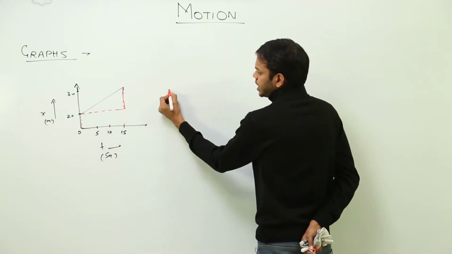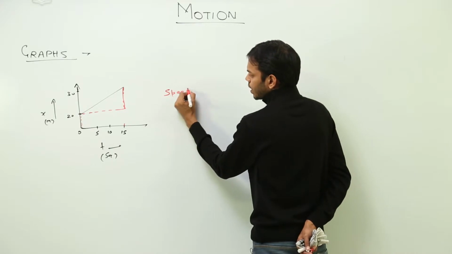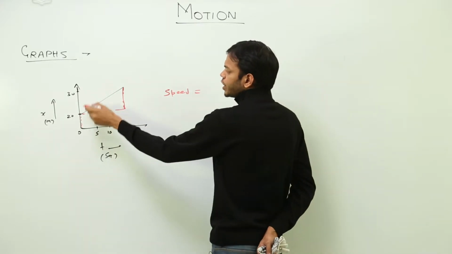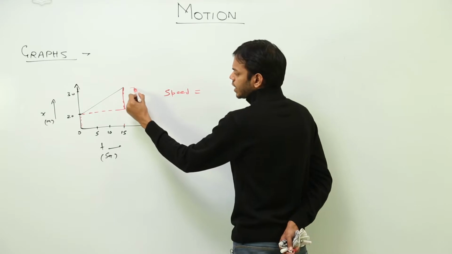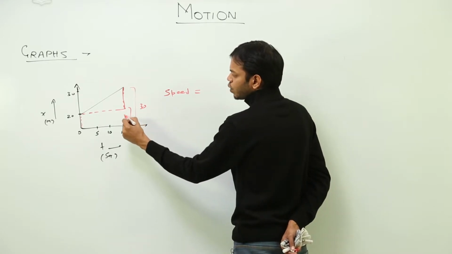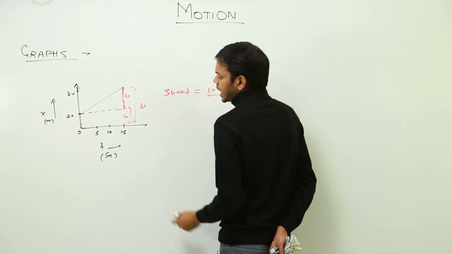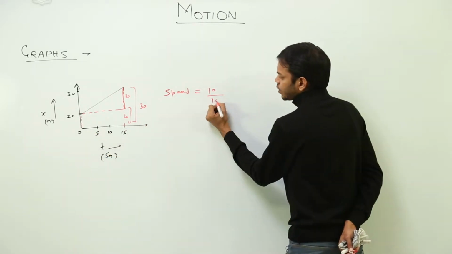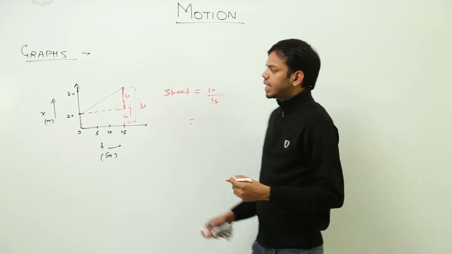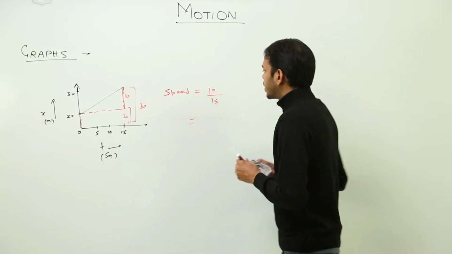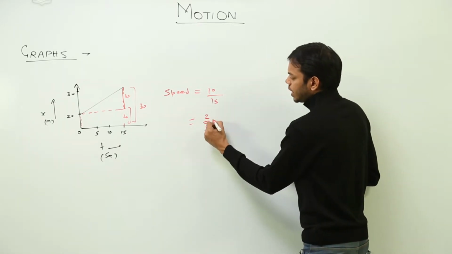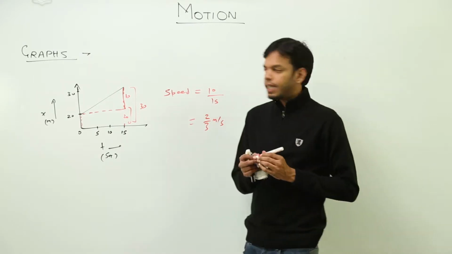So speed is distance traveled, that is from 20 to 30. Distance traveled is, this whole was 30, this much is 20, that means 30 minus 20, this comes out to be 10. Upon time taken is 15, so 10 upon 15. This is how you calculate the value of speed. The answer would be 2 upon 3 meter per second, right?